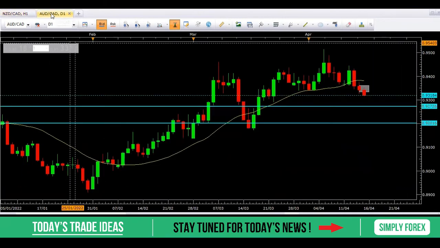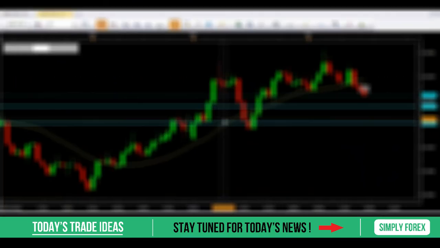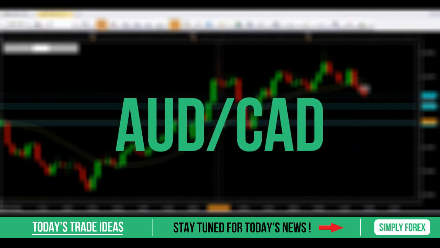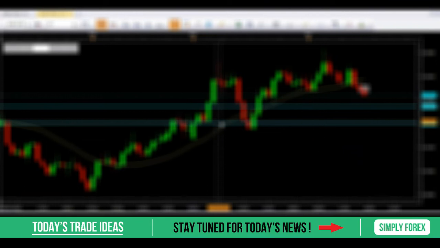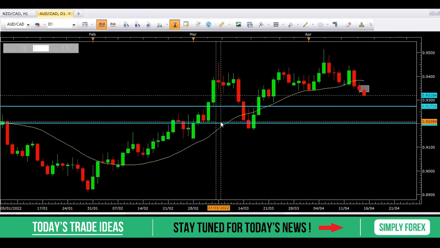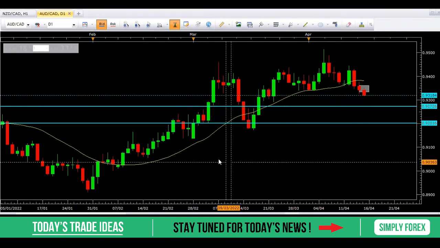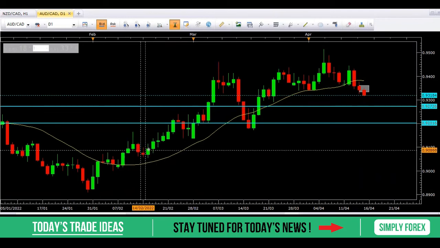The next trade idea for today is this. This is the Aussie dollar against the Canadian dollar. Okay, so I'm seeing a bit of Canadian dollar strength against these two pairs. So as you can see from this day chart, price was in an uptrend, higher highs, higher lows, higher highs, higher lows, not quite higher highs, but higher lows.